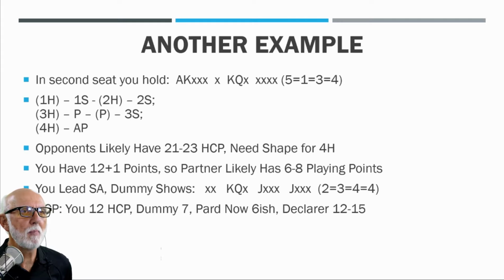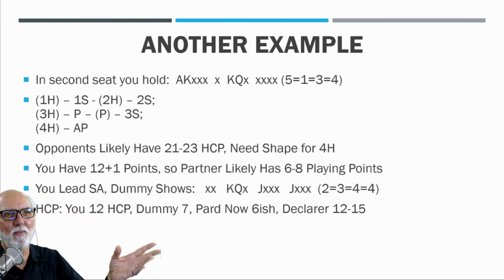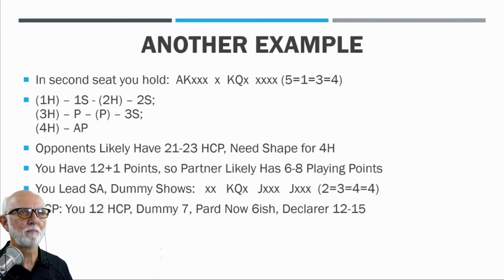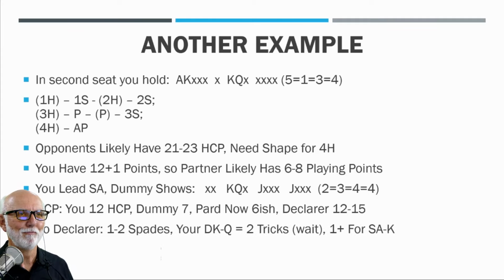Okay, in high card points, you have 12. The dummy now we know has how many points? Exactly 7. We can see the dummy. So our partner is going to have about maybe 6, maybe 5 with an extra trump. And the declarer looks like they have around 12 to 15. So declarer has 1 to 2 spades, we believe. If our partner has the next one, we know how many are in the dummy. We know how many in our hand.